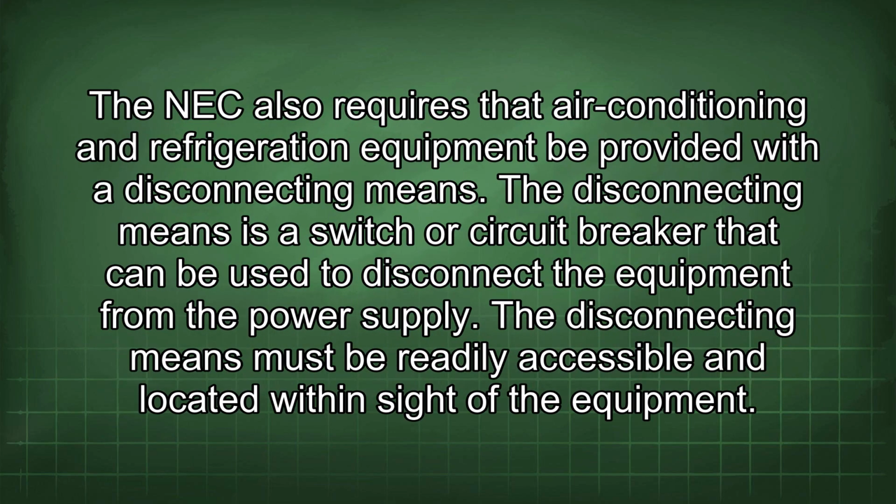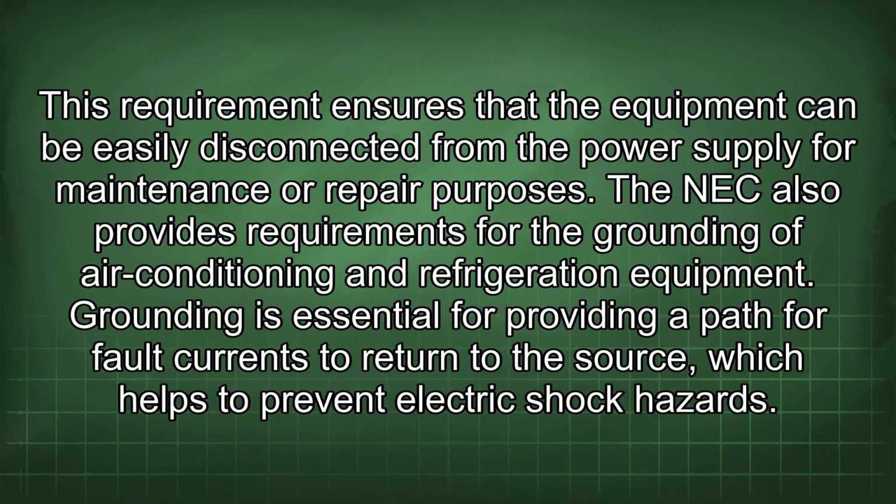The NEC also requires that air conditioning and refrigeration equipment be provided with a disconnecting means. The disconnecting means is a switch or circuit breaker that can be used to disconnect the equipment from the power supply. The disconnecting means must be readily accessible and located within sight of the equipment. This requirement ensures that the equipment can be easily disconnected from the power supply for maintenance or repair purposes.